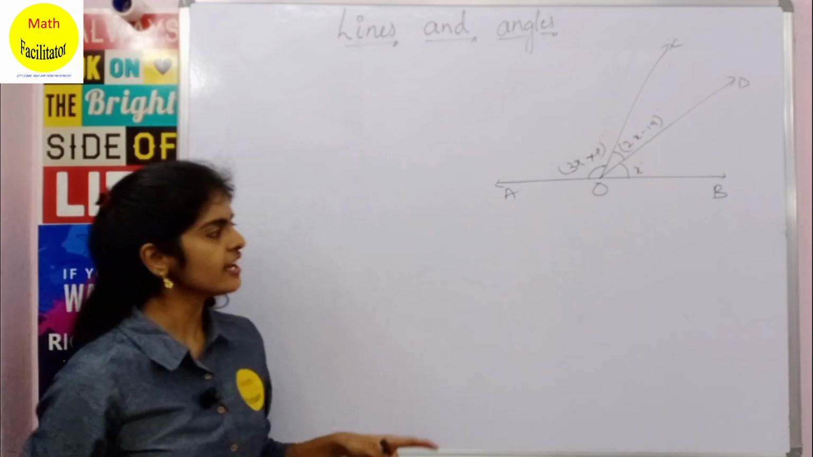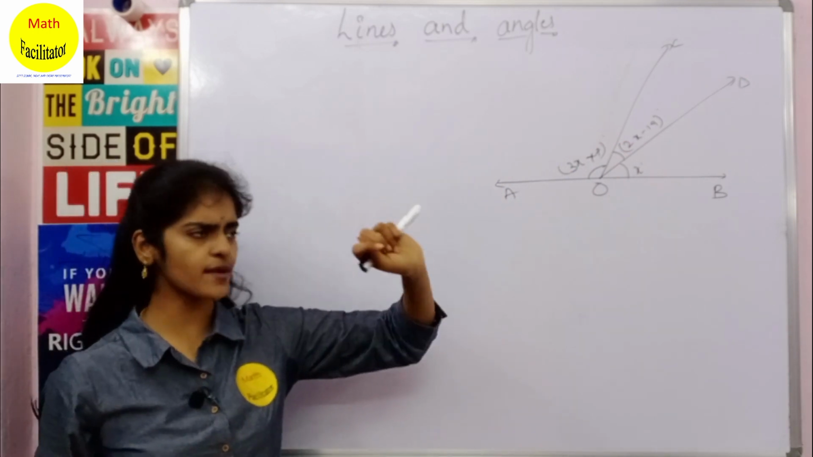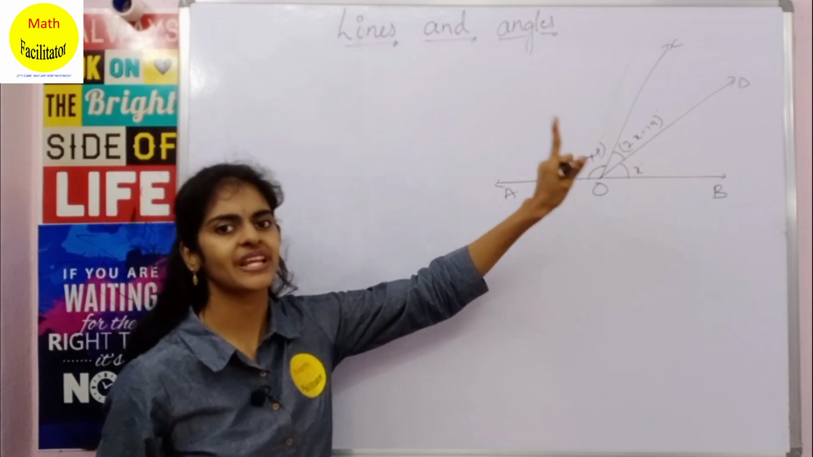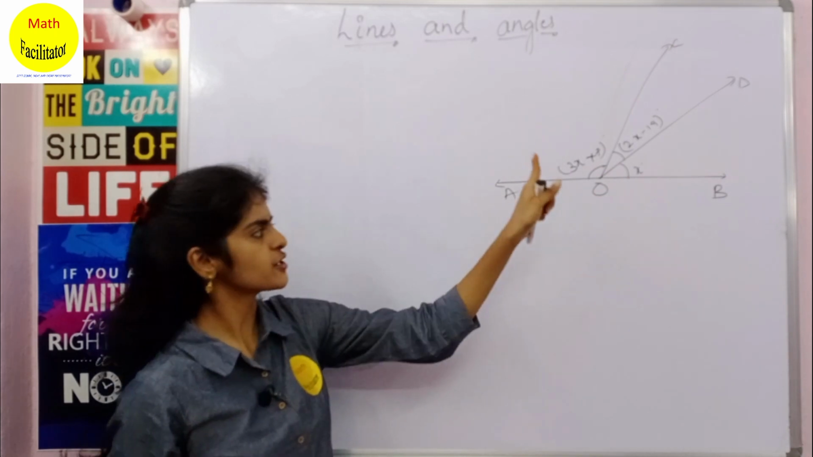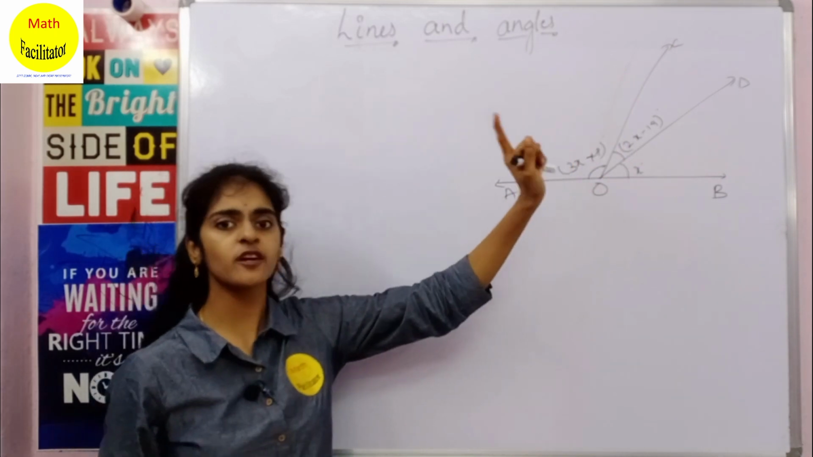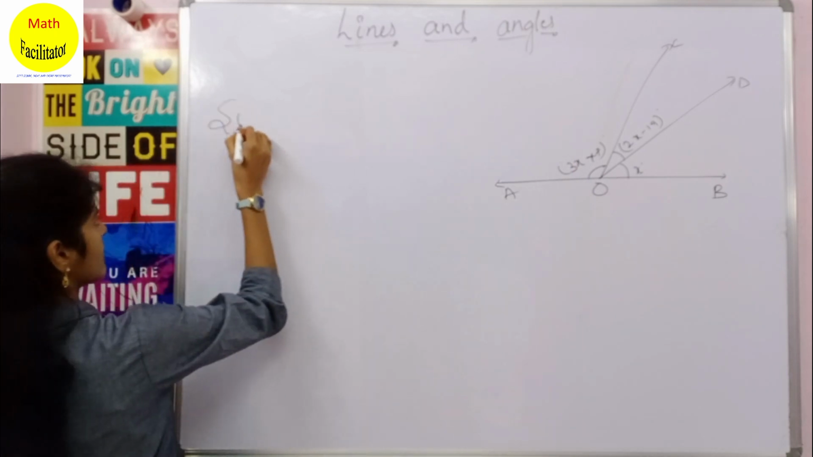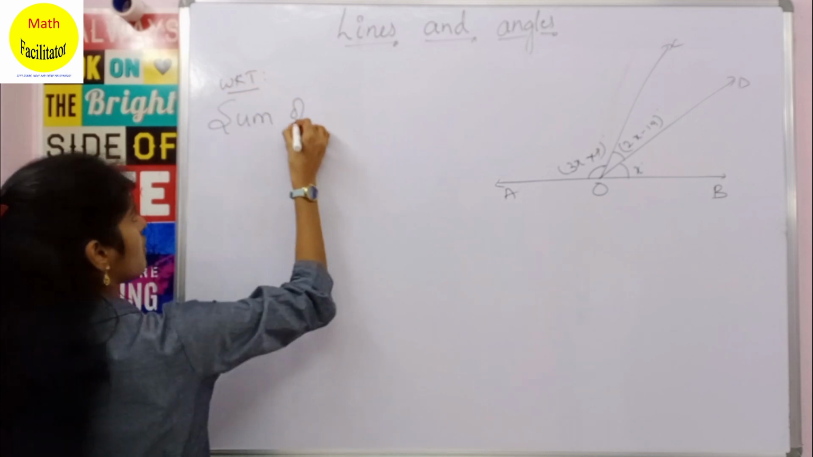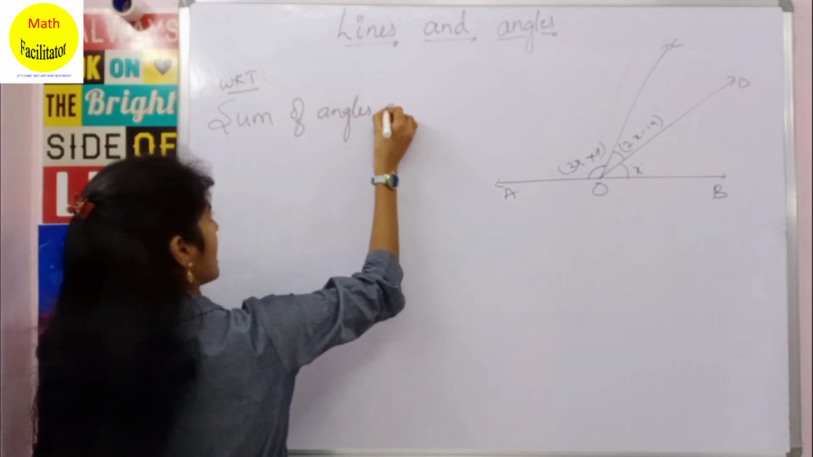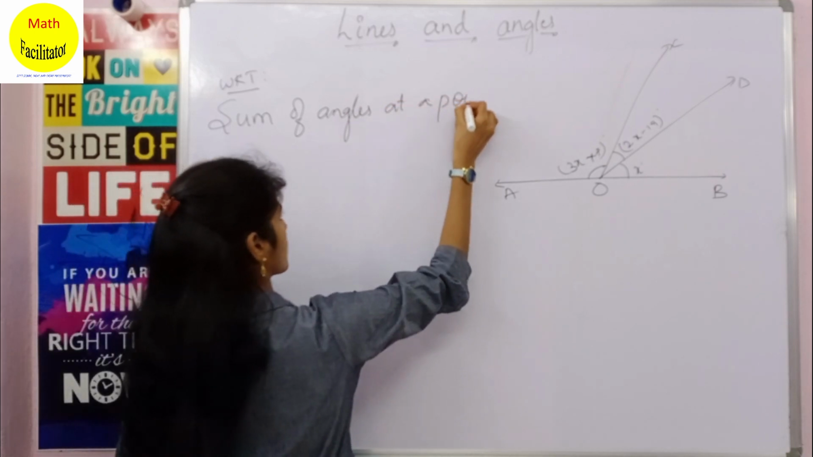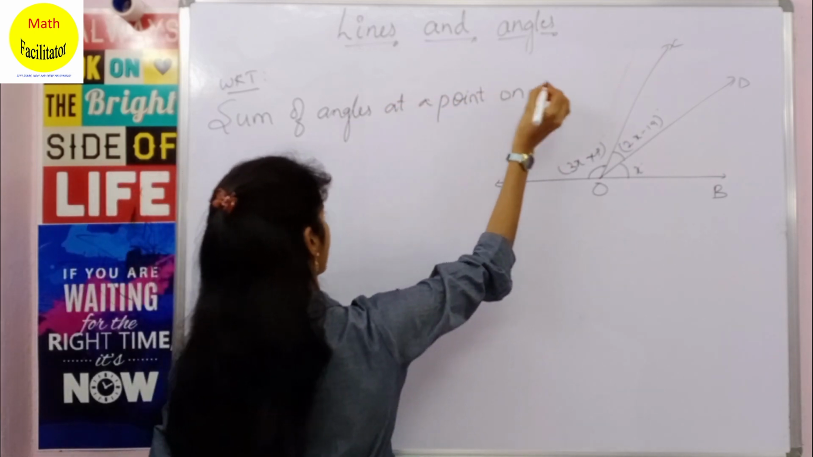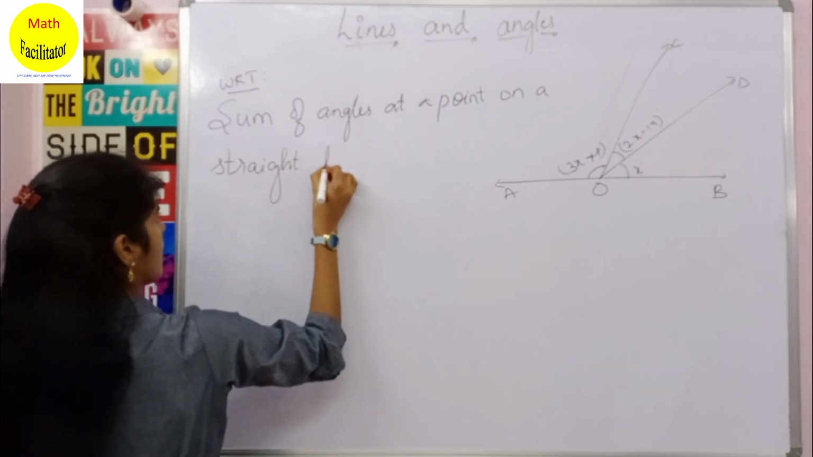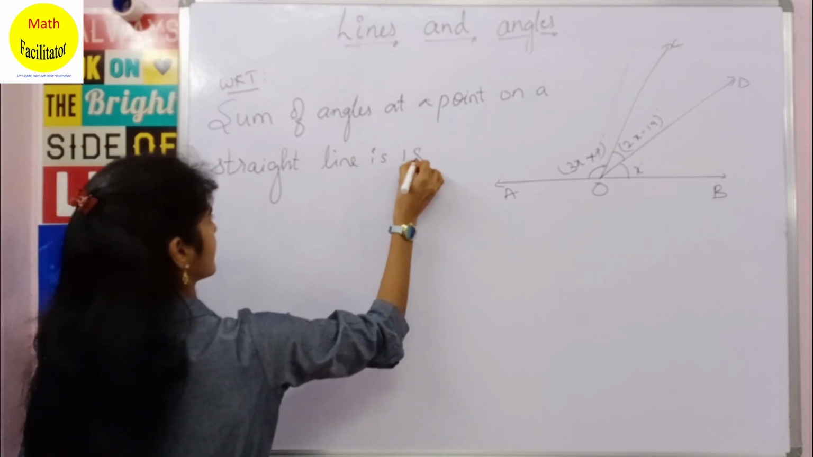on the straight line. So using our concept, the sum of these angles at a point on a straight line is how much? It is 180. We have learnt it. So adding all these angles, you will get 180. So let us write here. We know that the sum of angles at a point on a straight line is how much? It is 180.